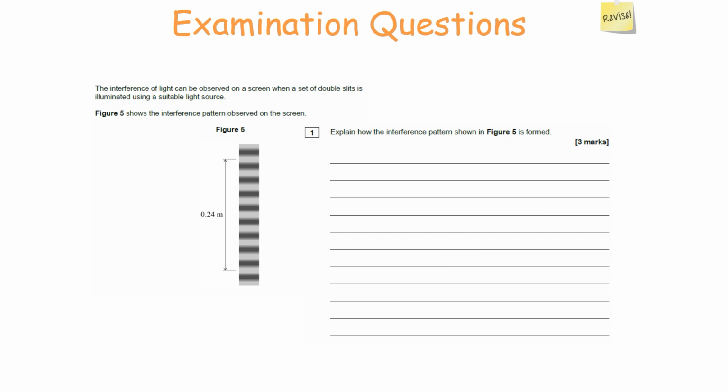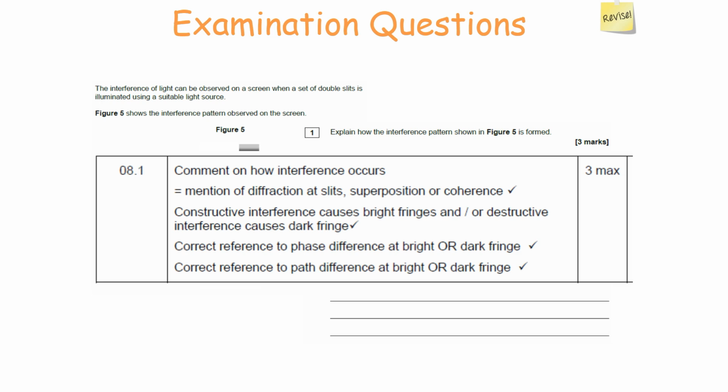Right, so let's think about how we could get 3 marks here. This is an interference pattern, so you've got to talk about how interference occurs. You'd have the idea that there's diffraction going on in the slits, because it's a double slit, and therefore you get superposition and coherence. You will get constructive interference, which causes the bright fringes, and destructive interference, which causes the dark fringes. You're then going to talk about path difference and phase difference and how they produce your bright and dark fringes.